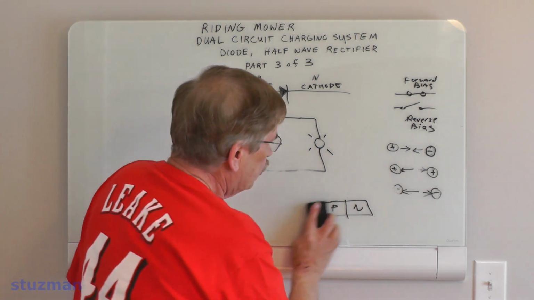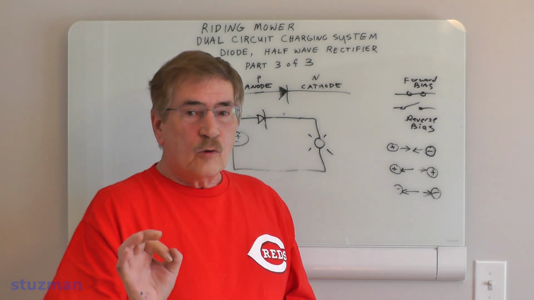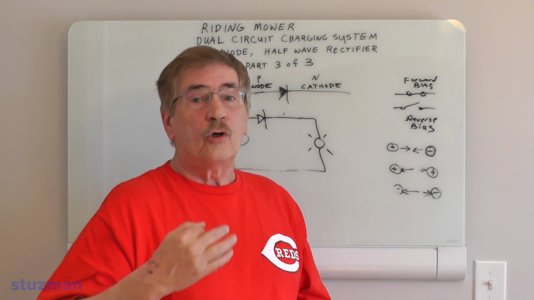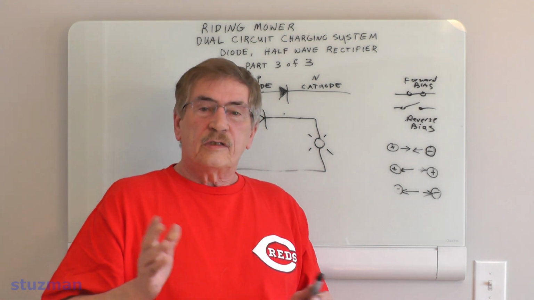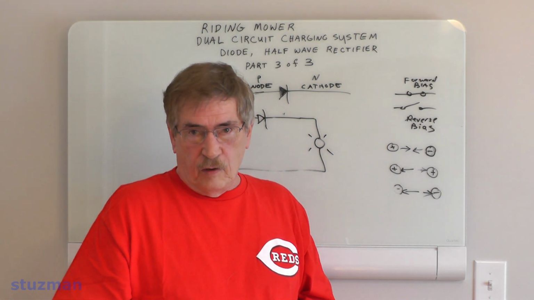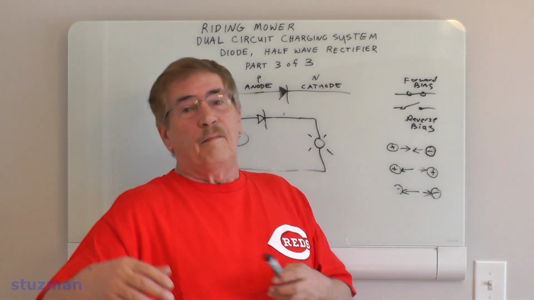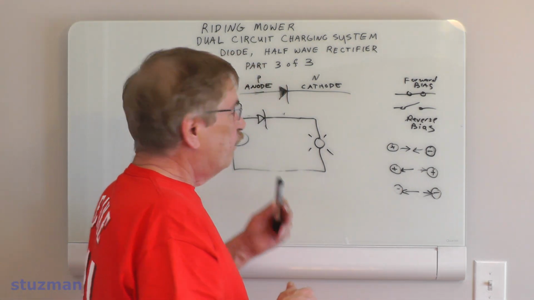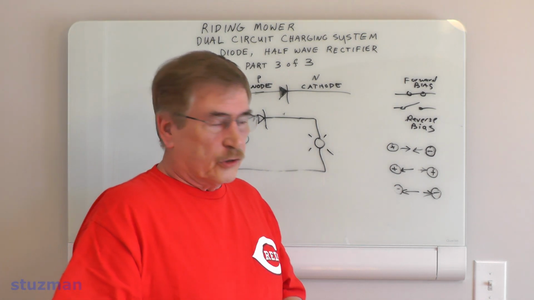So all diodes will have a resistance, and it takes so much voltage for that diode to turn on. For silicon, it's going to take about 0.7 volts. That can vary, it can go from 0.5, 0.6, 0.7, maybe a little more, but 0.7 is the general rule of where the diode turns on.